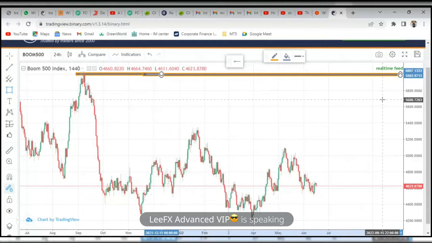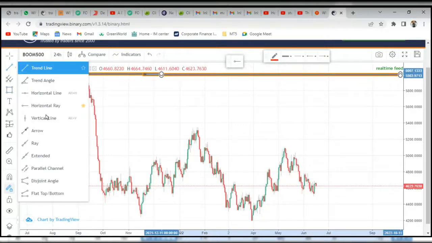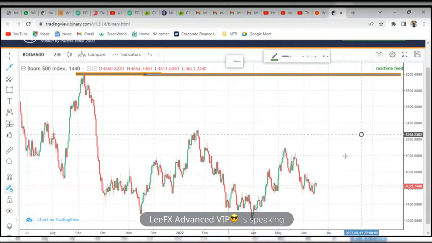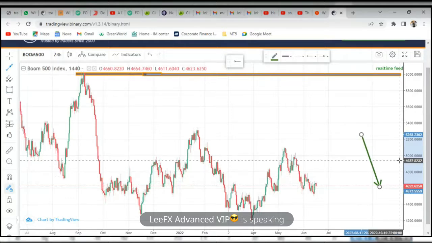So when we see the price, it was at somewhere 6,007. Now where the price is right now, it is here, at 4,623. So from 6,000, it is now at 4,623.